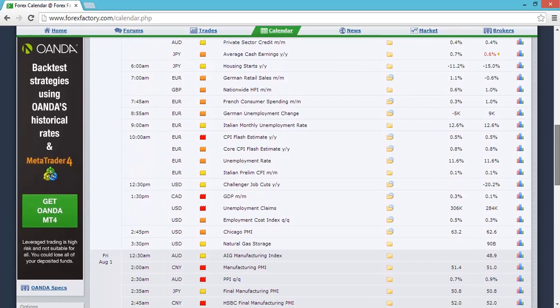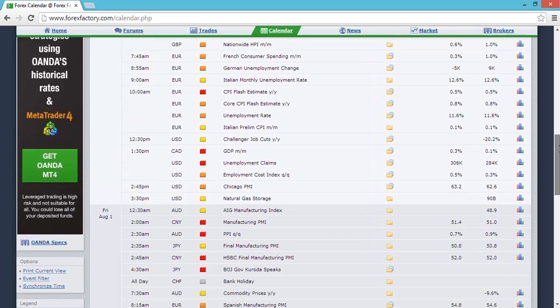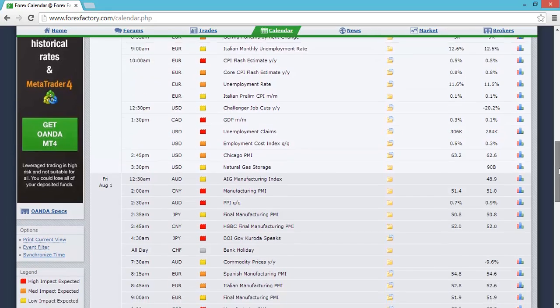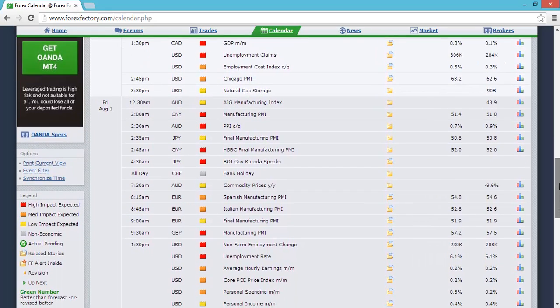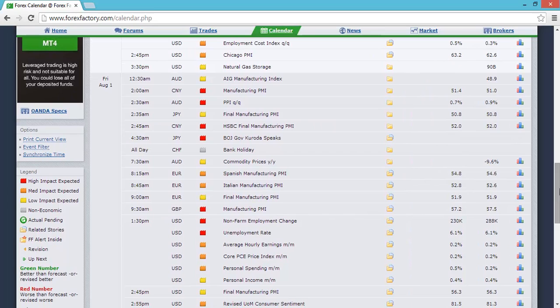On Thursday overnight, for any of you that trade the Aussie, the Australian building approvals month-on-month figures. At 10 AM you have Eurozone CPI, this is the flash estimate year-on-year. At 1:30 you've got Canadian GDP month-on-month this time, and we also have the weekly US jobless claims there.